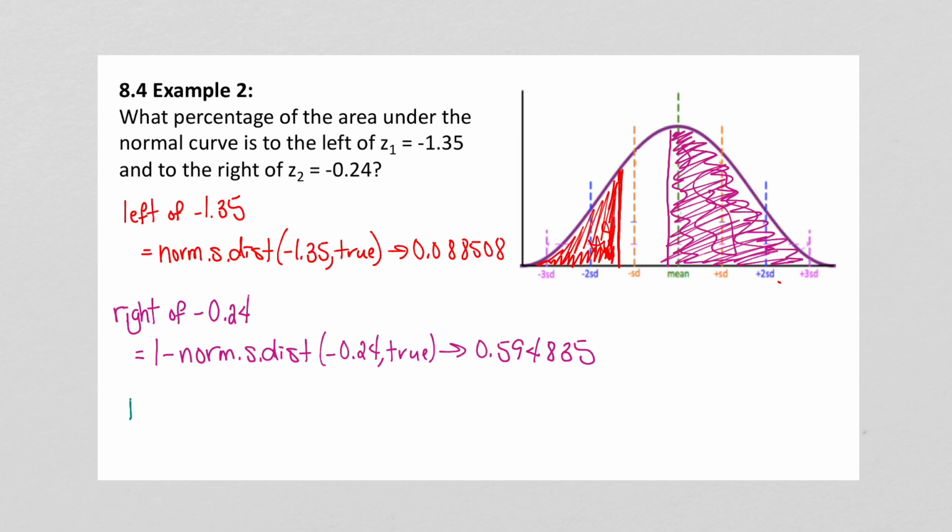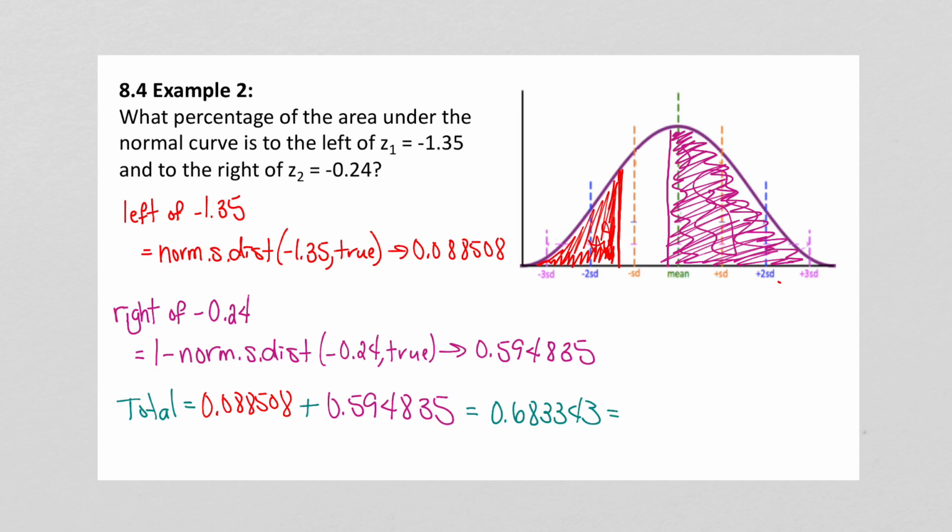We want the percentage to the left and to the right, so we're going to add them. Our total would be 0.088508 plus 0.594835, which is 0.68343. Changing that to a percent, to two decimal places, would be 68.33% of the data is to the left of the first Z-score and to the right of the second.